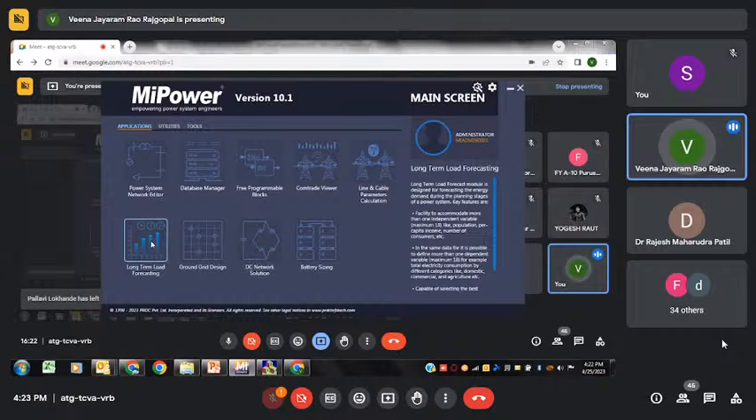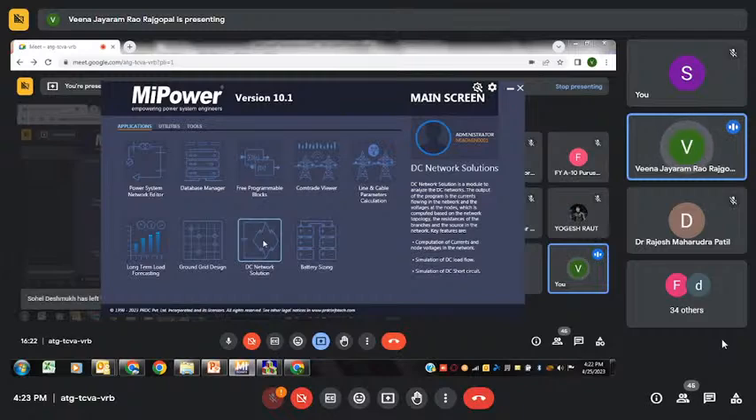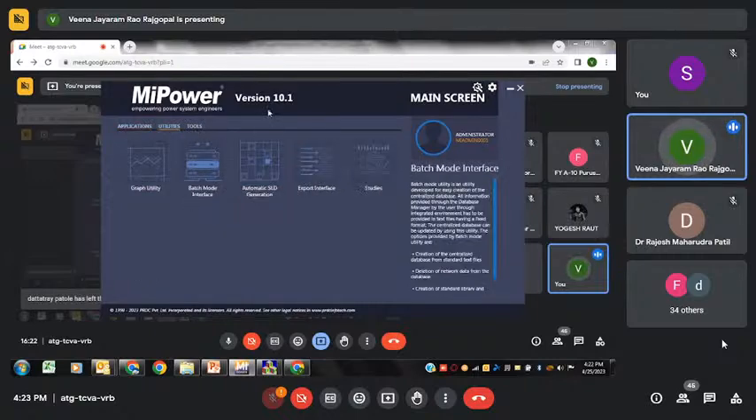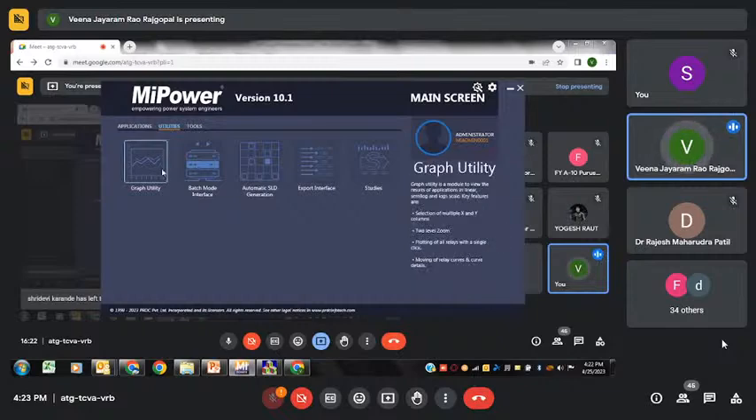This is the long term load forecasting. And then you have the ground grid design, DC network solution, and also the battery sizing. So these are all the major modules. That is a user interface module. Then you have the graph utility. Whatever analysis is done, if it is a time-based analysis, it generates graphs. To view those graphs, these are all individual modules here. But when I get into the software, if graphs are generated, a corresponding icon will come, so I can directly use the graph utility.